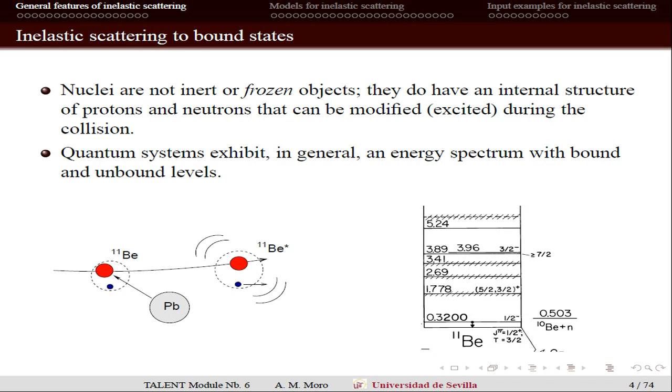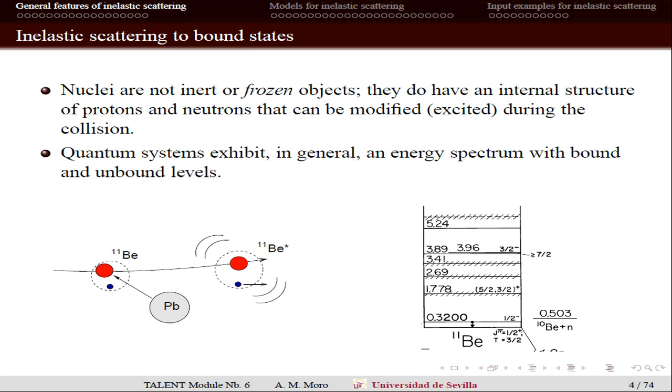So far we have been discussing elastic scattering, but we know that nuclei are not frozen objects. They have some degrees of freedom, so when they collide there is a probability for either the projectile, the target, or both of them to get excited. This is one of the things that might happen. This is an example of such a situation. We have a beryllium-11, described here as a beryllium-10 plus a neutron. It collides with a lead target, and one of the possible processes that may happen here is the excitation of the beryllium-11, maybe to this one excited state that is very close to the ground state. So this is an example of excitation.